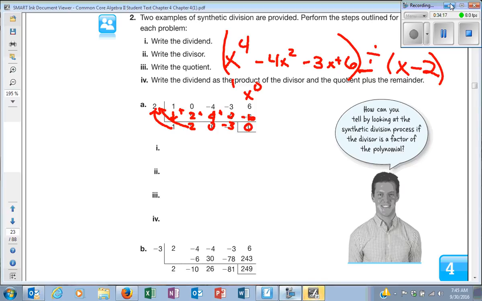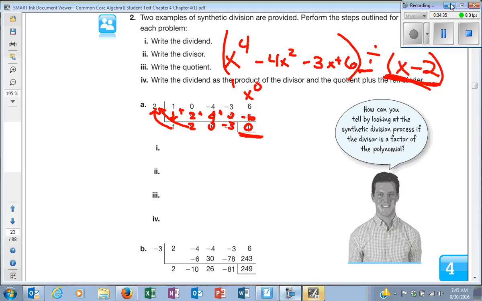Now, what do you know about this guy? Come on, tell me something like, Mr. Martin, I've been with you. This happened, so I know it's a factor. That means it goes into it perfectly. Are you with me? What would I multiply this by to get to that?